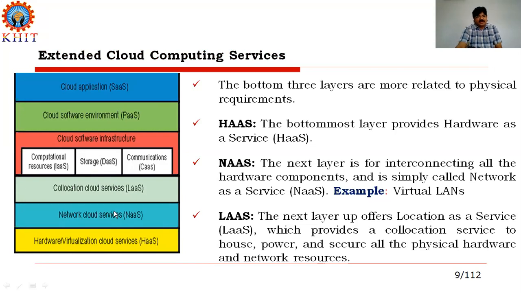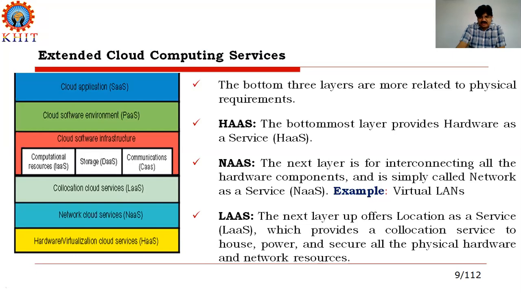The best example for network as a service is a virtual LAN. A virtual LAN is not an actual LAN; we can create this virtual LAN in virtual machines by using networking to connect various machines. Finally, the virtual LAN will be established in NaaS, network as a service. This is one of the cloud services. And the last one is LaaS, the location as a service.